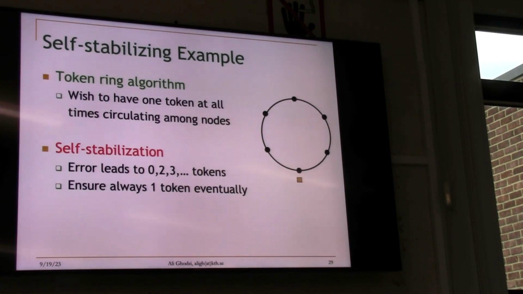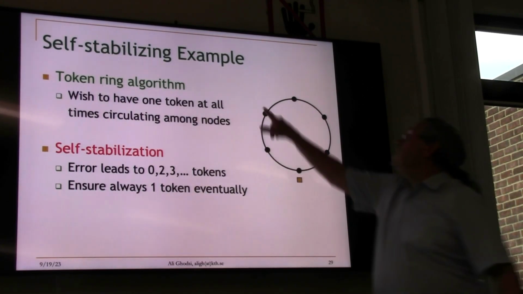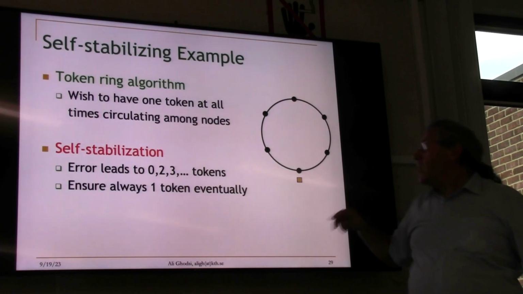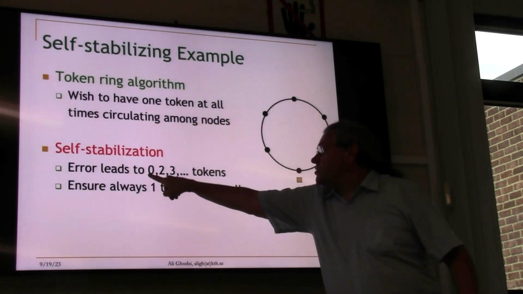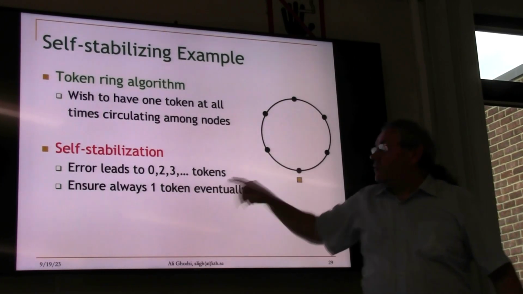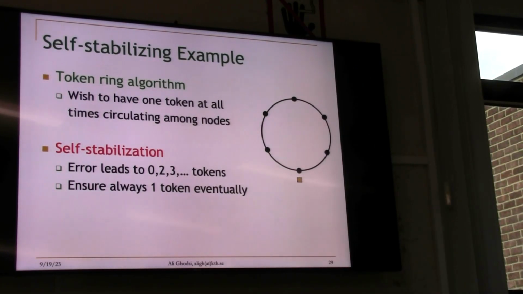So if I have more than one token, actually the code running on all these nodes is a self-stabilizing algorithm. And any number of tokens, 0, 2, 3, whatever, this algorithm will guarantee that you will always go back to one token. And it's actually not so complicated an algorithm.